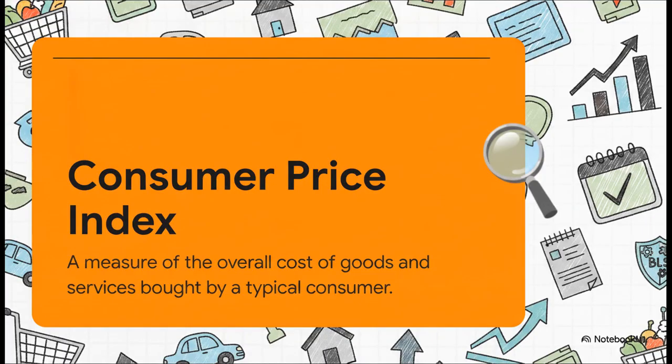And that brings us to the core definition. Officially, the Consumer Price Index, or CPI, is a measure of the overall cost of the goods and services bought by a typical consumer. The Bureau of Labor Statistics, the BLS, crunches these numbers and reports them every single month. It's basically our main thermometer for checking the economy's cost of living temperature over time.